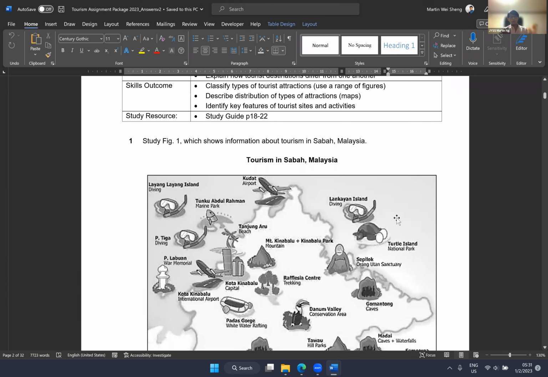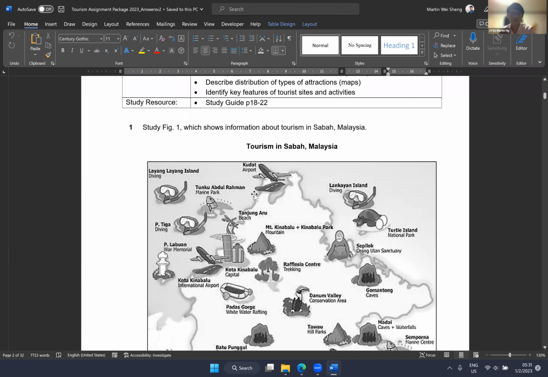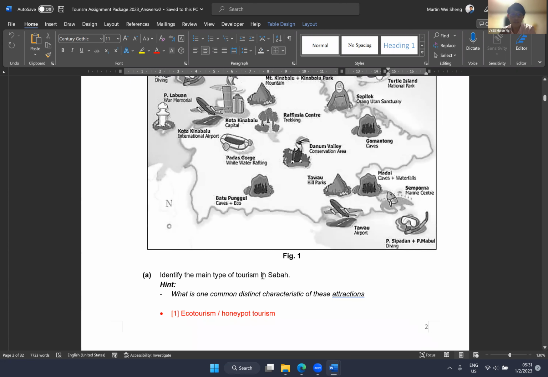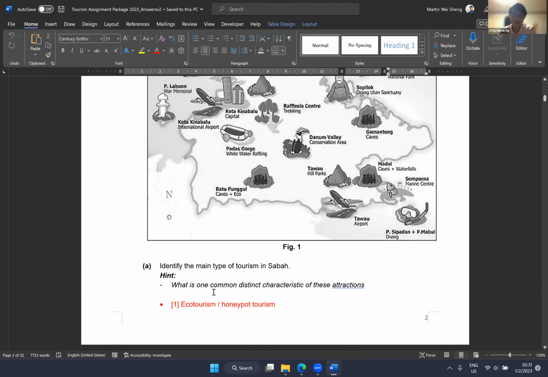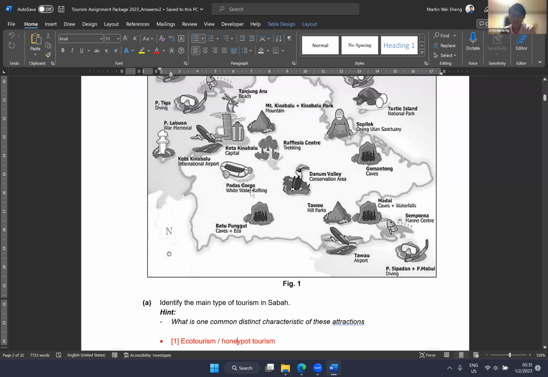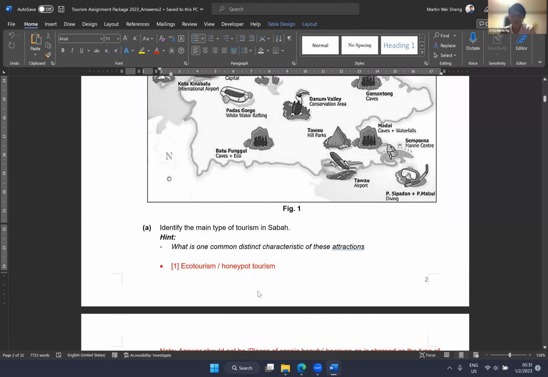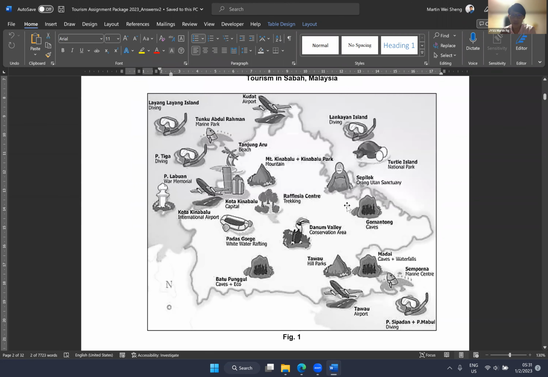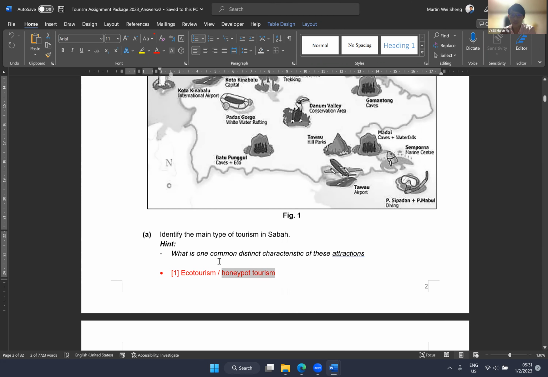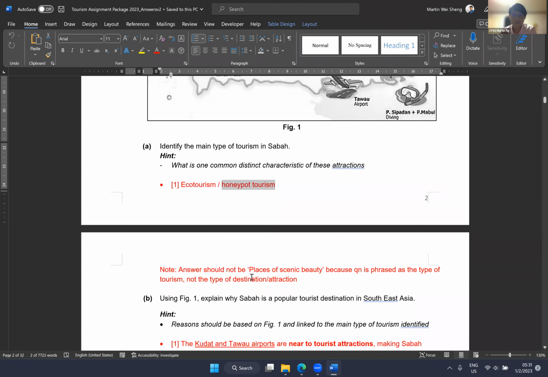Let's go through the answers very quickly. For question 1, identify the main type of tourism in Sabah. Very straightforward. This would be ecotourism, because all the activities are in outdoor natural areas. Then also honeypot tourism, because they are all in outdoor natural areas, looking at scenic beauty in the area. So ecotourism and honeypot tourism.